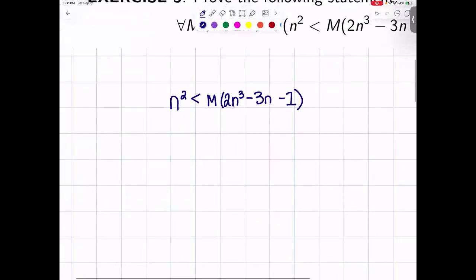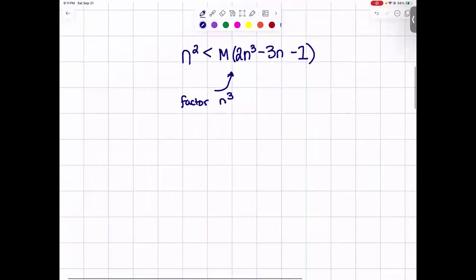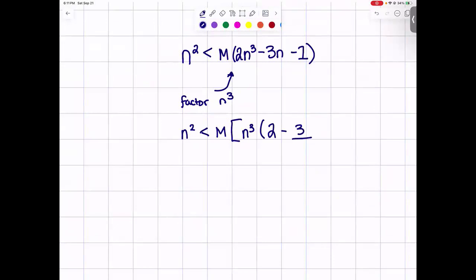Okay, so the first thing I'm going to do, when I have this really big side over here, is factor out that largest n term. So I'm going to factor out an n cubed, and we're going to get n squared m, take that n cubed out, and that will leave us with 2 minus 3 over n squared minus 1 over n cubed.